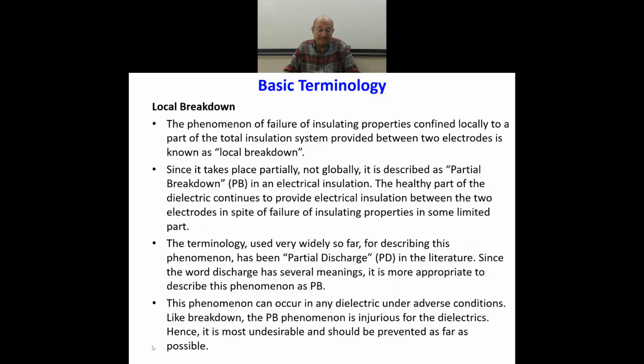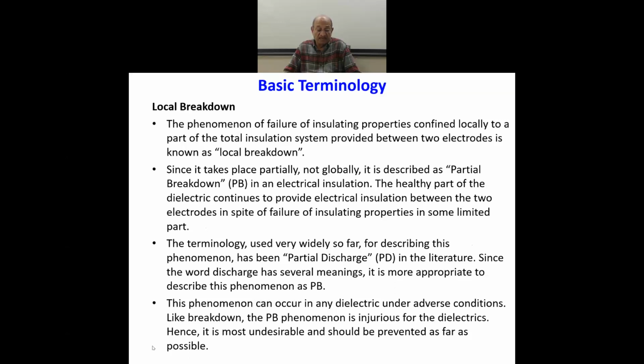You can also say that since it takes place partially in the material, not globally, it can be described as partial breakdown and abbreviated as PB in an electrical insulation. The healthy part of the dielectric continues to provide the electrical insulation between the two electrodes in spite of failure of the insulating properties in some limited portion of the material.